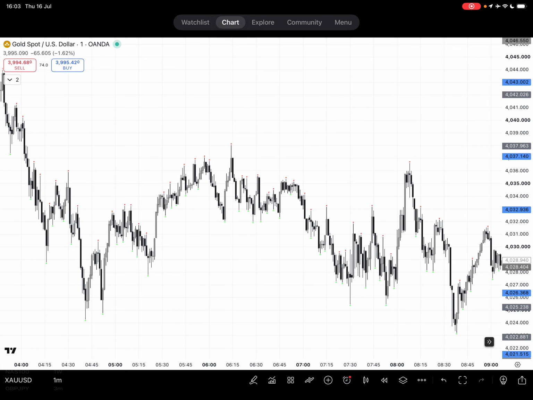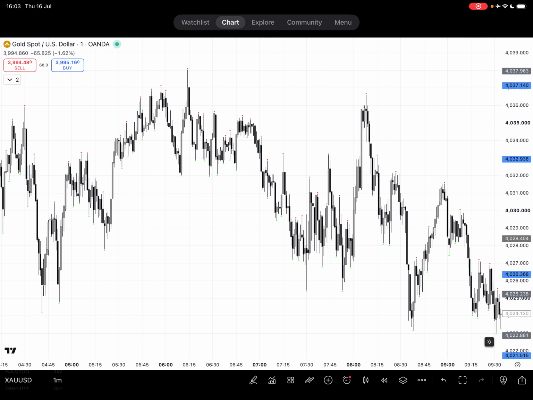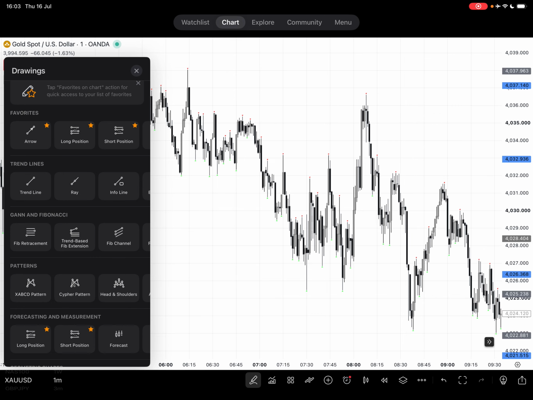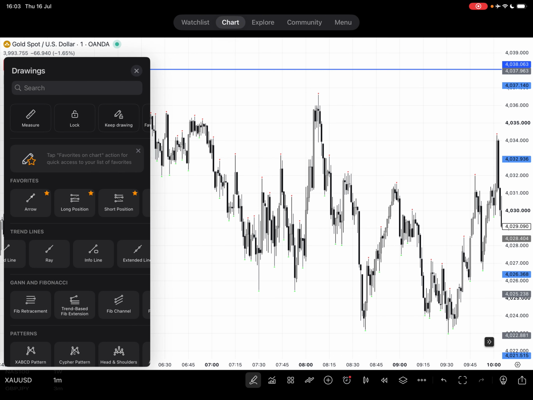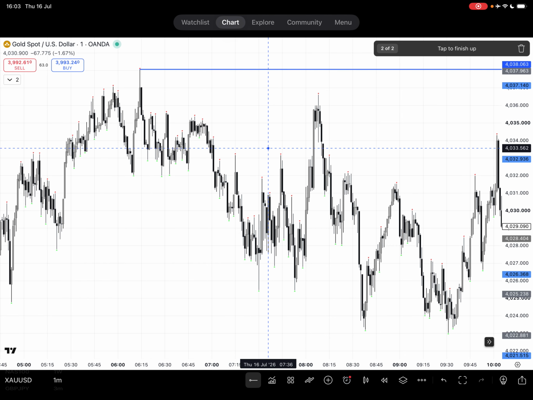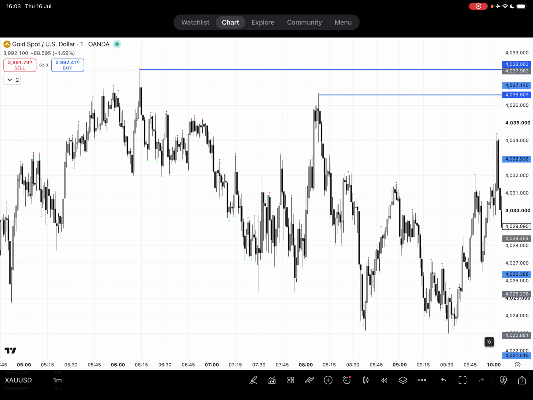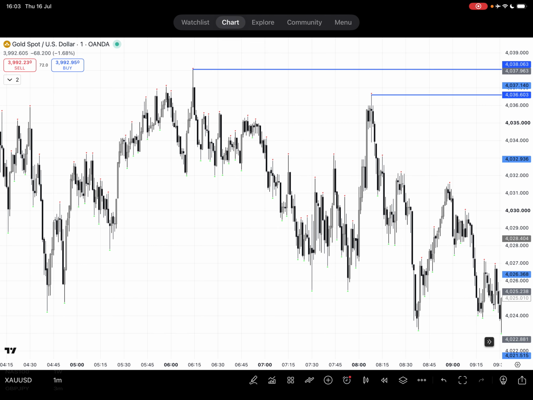So we look at gold for today. On the 1 minute time frame, we can draw out our major highs and our major lows on this time frame. So for example, this is a really nice level. This is a really nice level. For buys, you could look at this sort of level.